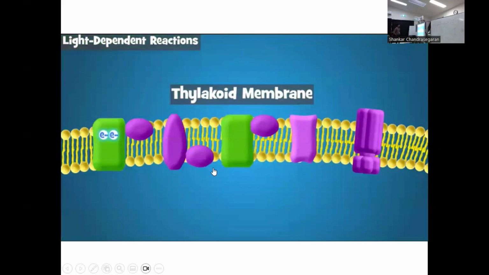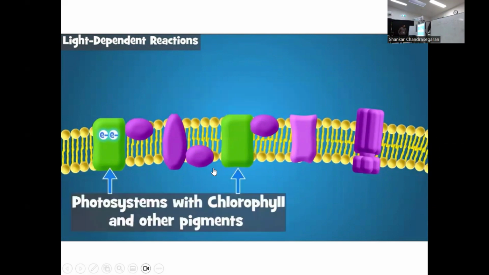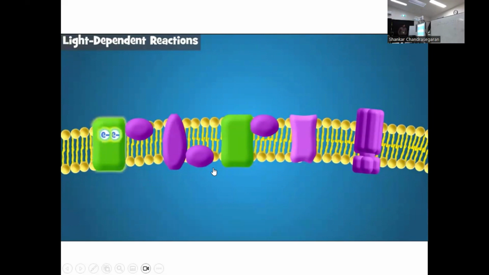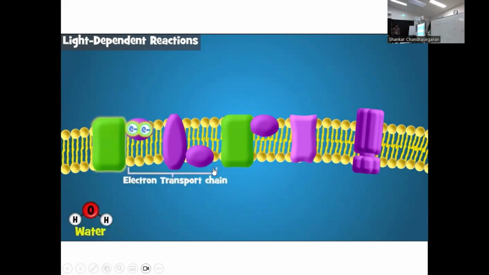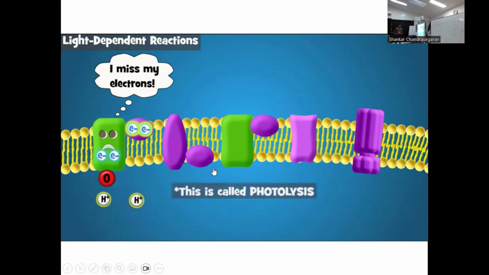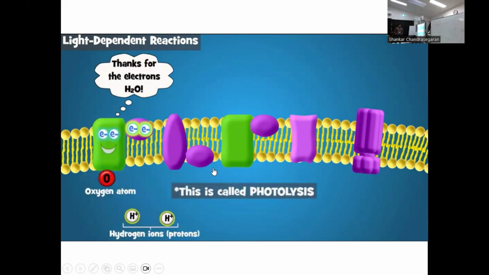Now let's zoom in on the thylakoid and focus on the thylakoid membrane. This is where pigments such as chlorophyll are found and is where light gets absorbed. The pigments are arranged in clusters called photosystems. Let's start with photosystem 2. When photosystem 2 absorbs light, electrons in chlorophyll gain energy or get excited from the light. These excited electrons leave chlorophyll and move to something called an electron transport chain. But since chlorophyll lost those electrons, they need to be replaced. To replace them, water is split and its electrons go to chlorophyll. When water is split, electrons, hydrogen ions, and oxygen are produced.